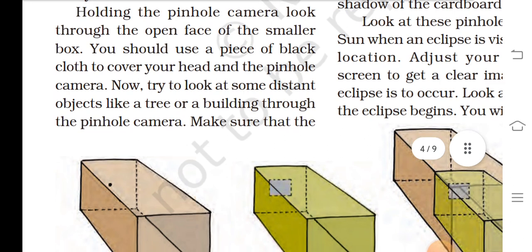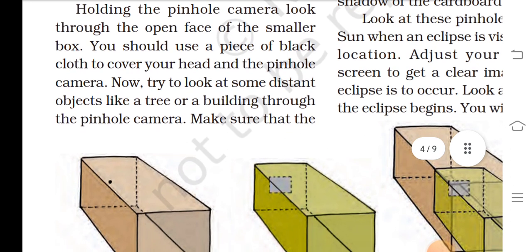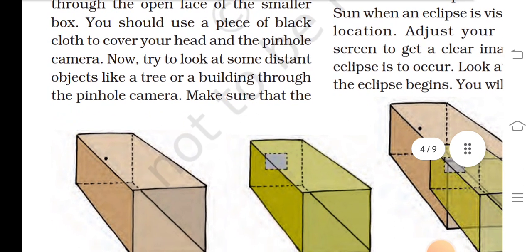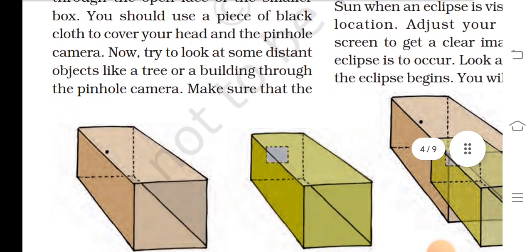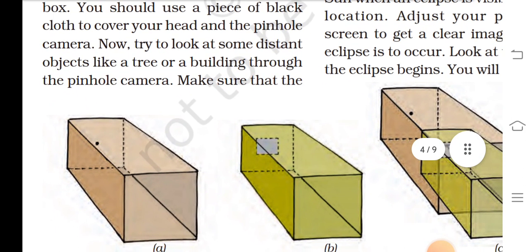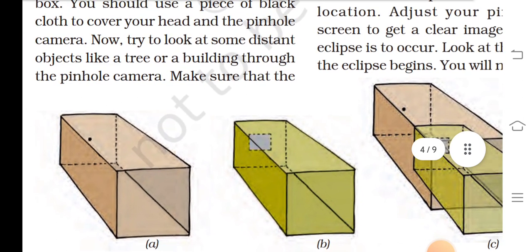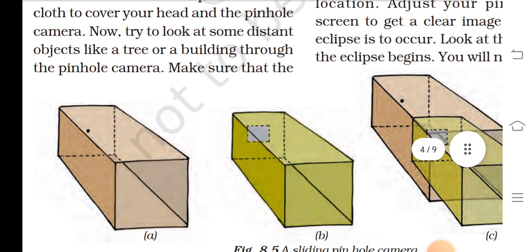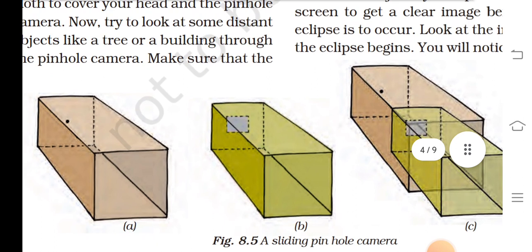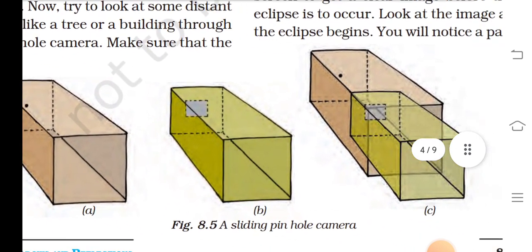Holding the pinhole camera, look through the open face of the smaller box. You should use a piece of black cloth to cover your head and the pinhole camera. Now try to look at some distant object like a tree or a building through the pinhole camera.